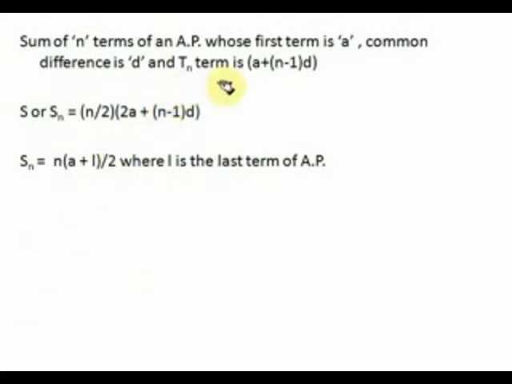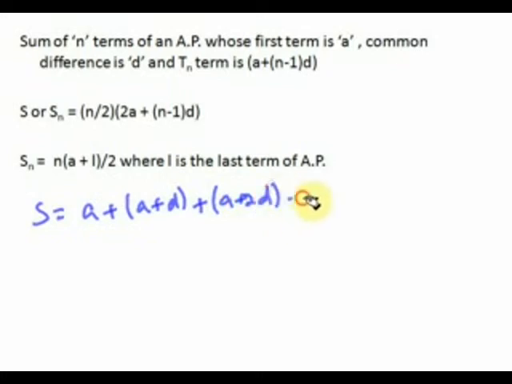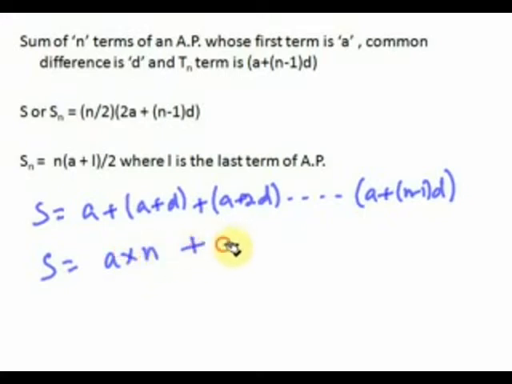Sum of n terms of an AP whose first term is a, the common difference is d, and the nth term is a plus n minus 1 into d. Let's derive the relationship. S is equal to a plus a plus d, a plus 2d up to a plus n minus 1 into d. So we have to find the value of S. If we take all the a terms together, a plus a plus a, how many times will it be? n times, plus d into 1 plus 2 plus 3 up to n minus 1.